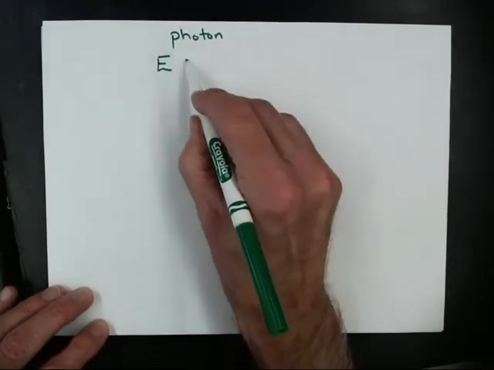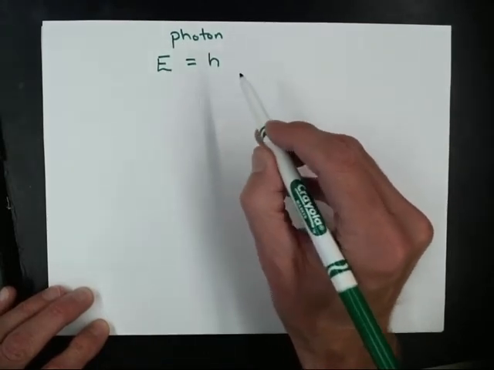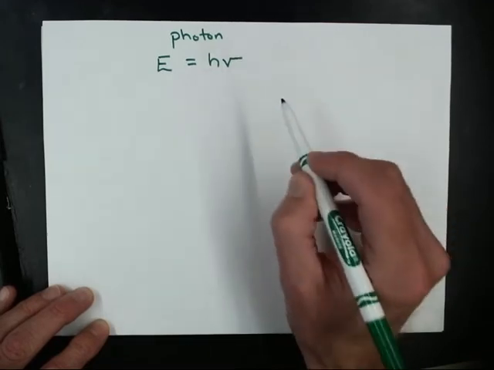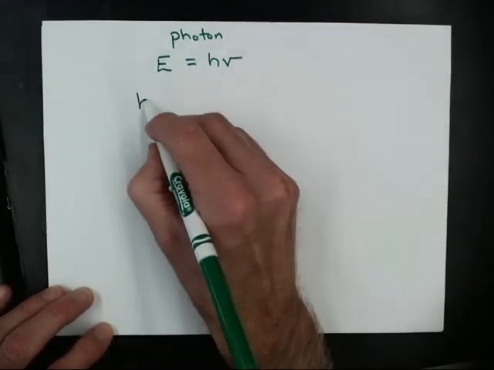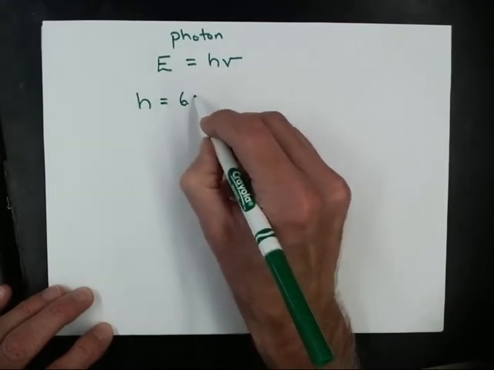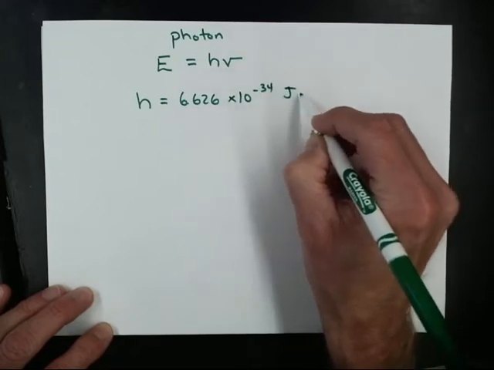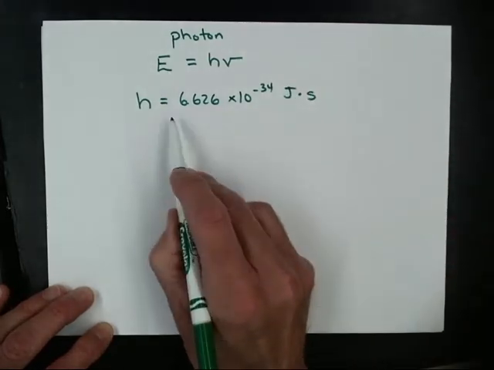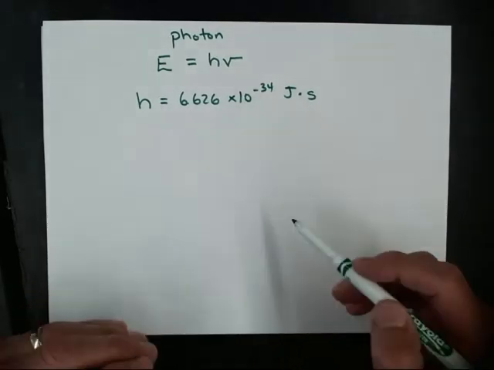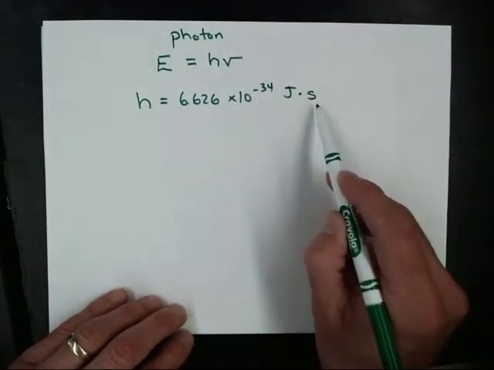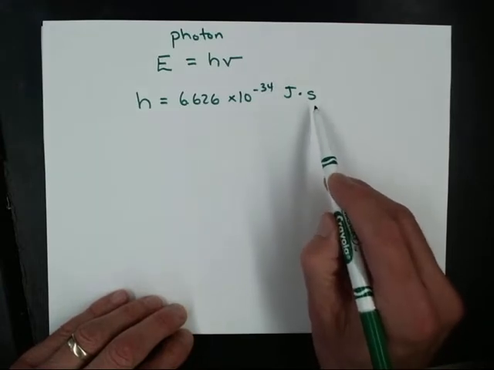E, which is energy, is equal to Planck's constant, which is symbolized with h, times the frequency of the photon, which is symbolized with the Greek letter nu. The value of Planck's constant is 6.626 times 10 to the negative 34 joules times seconds. This can be thought of as the amount of energy that is associated with a photon for every hertz of frequency that that particular photon has.